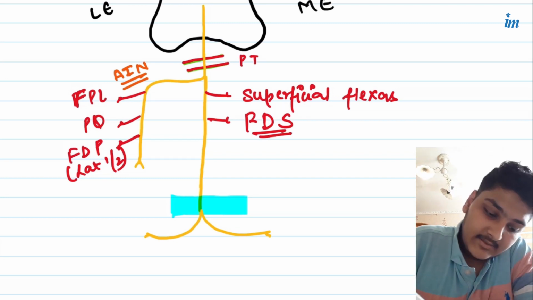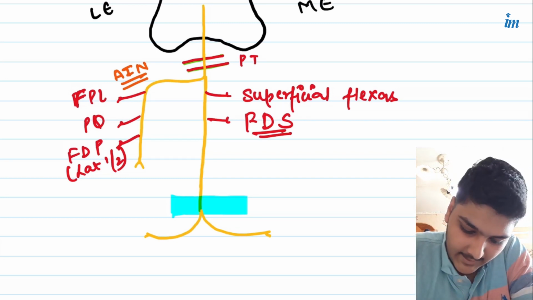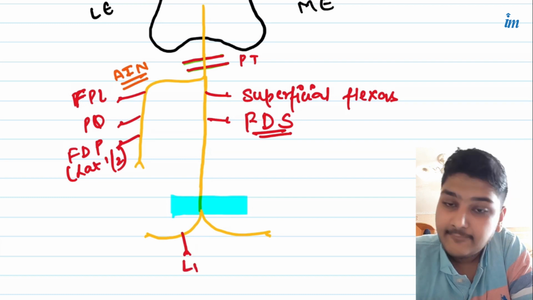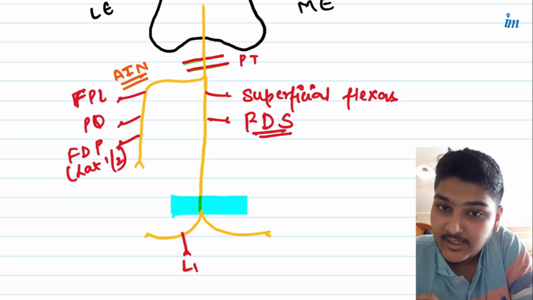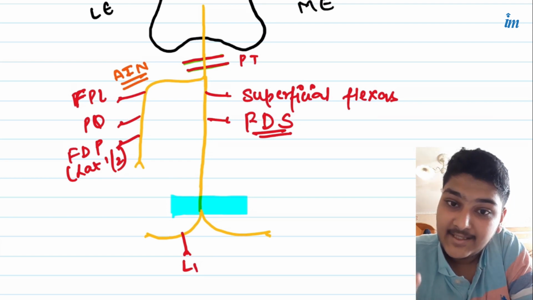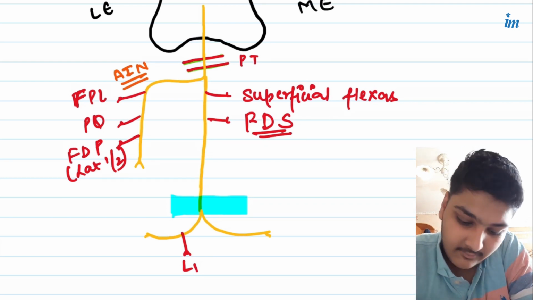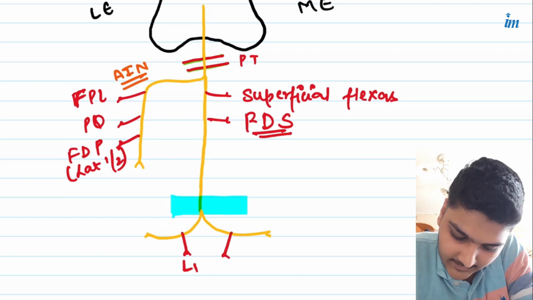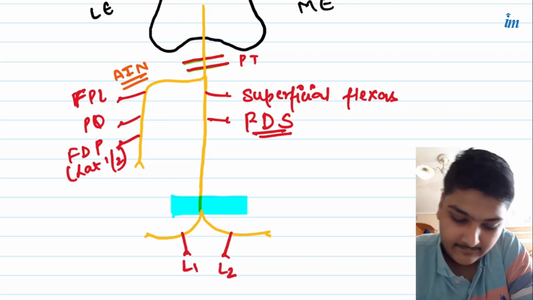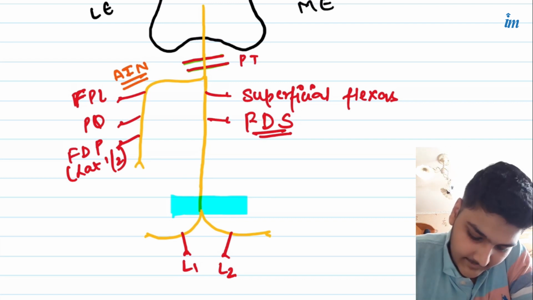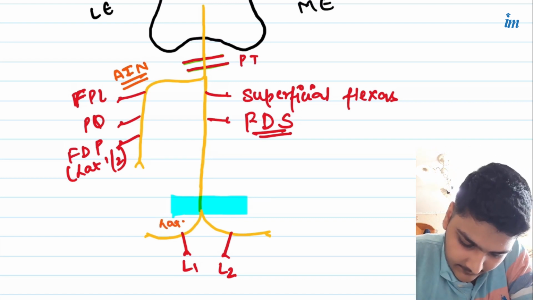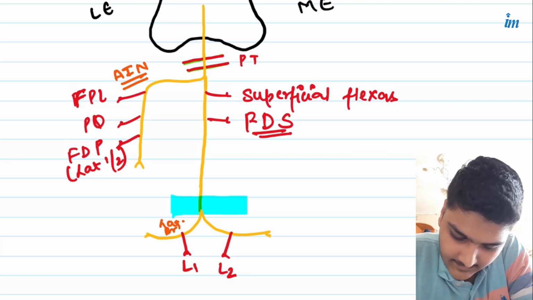Now this lateral branch will supply your first lumbrical. We have four lumbricals, L1, L2, L3, L4, but in this the lateral branch of median nerve will be supplying the L1, that is first lumbrical only, whereas the medial branch will supply the second lumbrical. The rest two are supplied by the ulnar nerve. So this is the lateral branch of the median nerve. This is the medial branch.